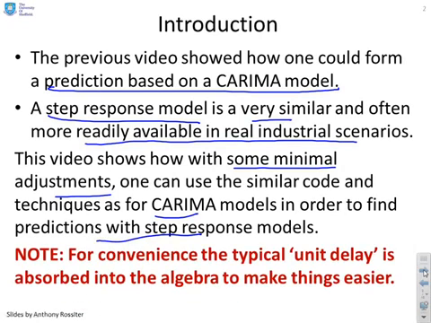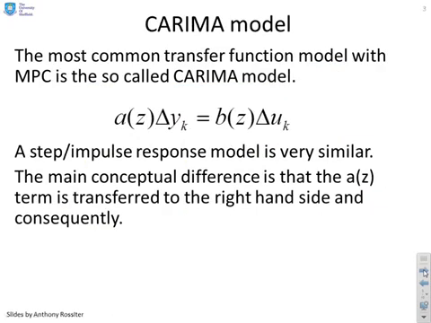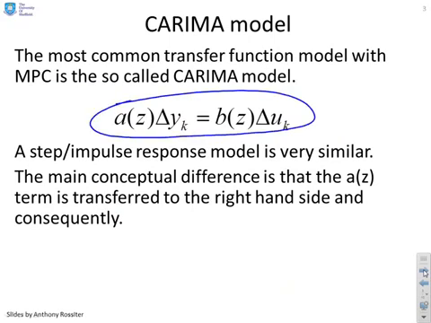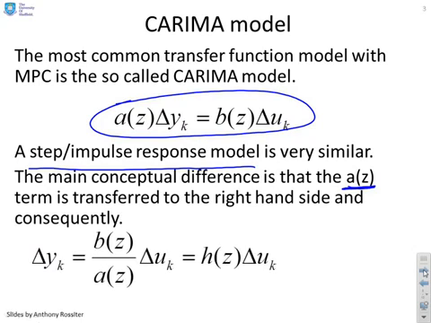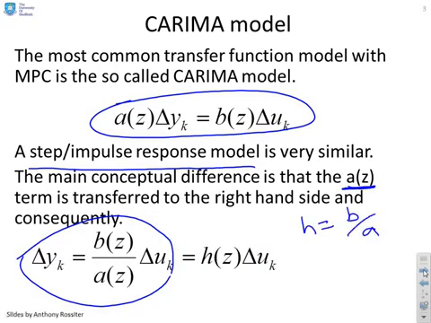Now, for convenience, the typical unit delay that's in the step response and the impulse response is absorbed into the algebra, so don't worry if you don't see it explicitly. CARIMA model then. So what we did in the previous video is we looked at how you would predict with models of this form: A delta y equals B delta u. Now, a step or an impulse response model is very similar in structure. It's still based on Z transforms, and the main conceptual difference is that the poles, the A of Z term, is transferred to the right hand side of the equation. So if I do that, you'll see I can rewrite the equation like this, as delta y equals B over A delta u, or alternatively I can write it as H delta u, where H equals B over A.